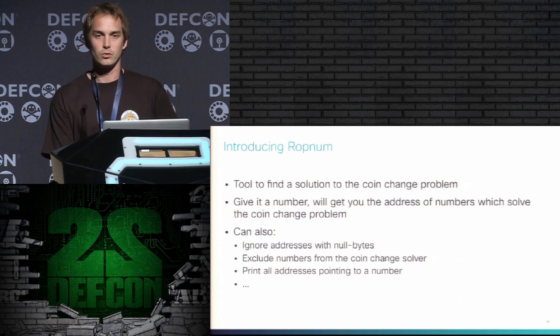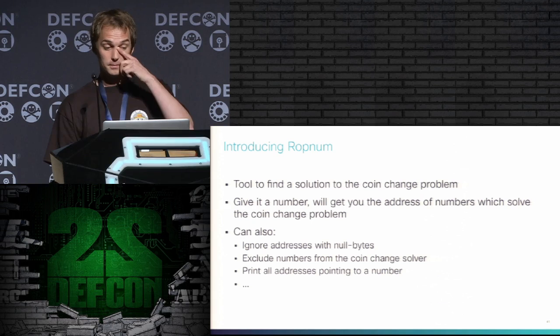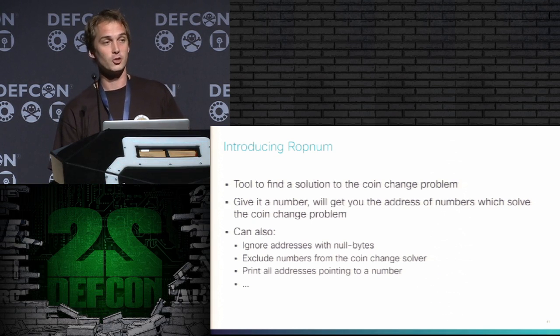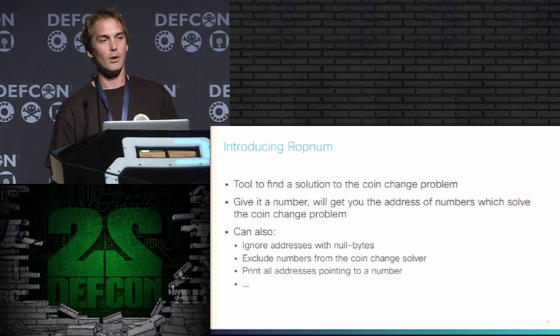So I wrote a tool called ROP, which is trying to find you a solution to the coin change problem. You give it a number, and it will throw out all the addresses where those numbers added together end up with a chunk, right? If you look at this in the context of what I was talking about before, here you're looking to add up a bunch of numbers in memory to reach a chunk of your shellcode, right? So this is what ROP will do. It will give you basically that.